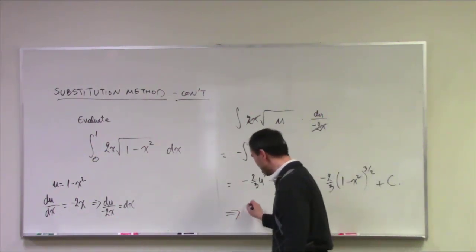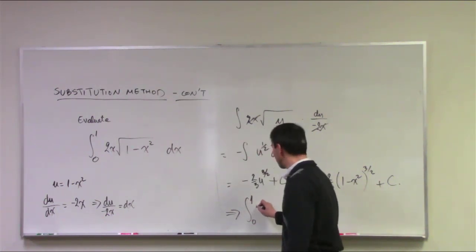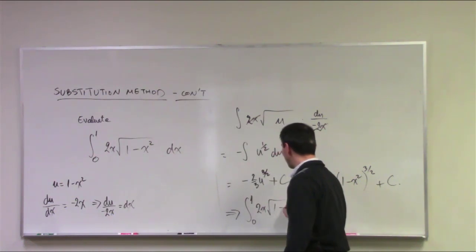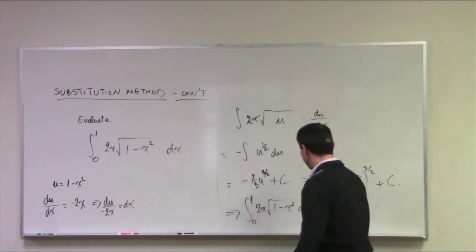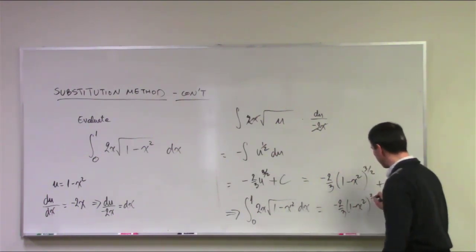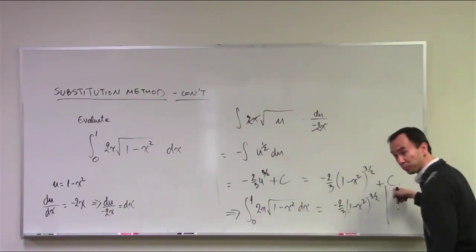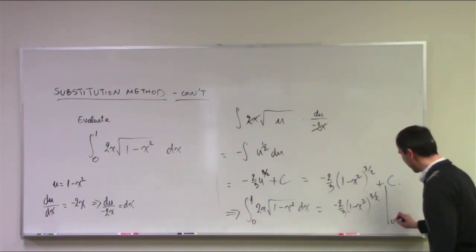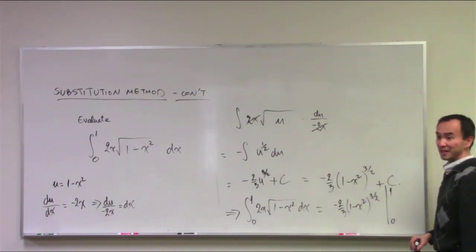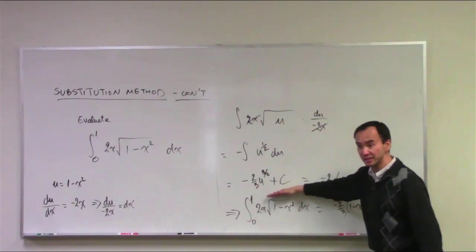That leads to the definite integral of 2x times the square root of 1 minus x squared dx being equal to minus 2/3 times 1 minus x squared in parentheses to the 3/2, evaluated from 0 to 1. Here we can skip the plus c. See what I'm saying? So it's okay that you branch out as one completely separate work with this.